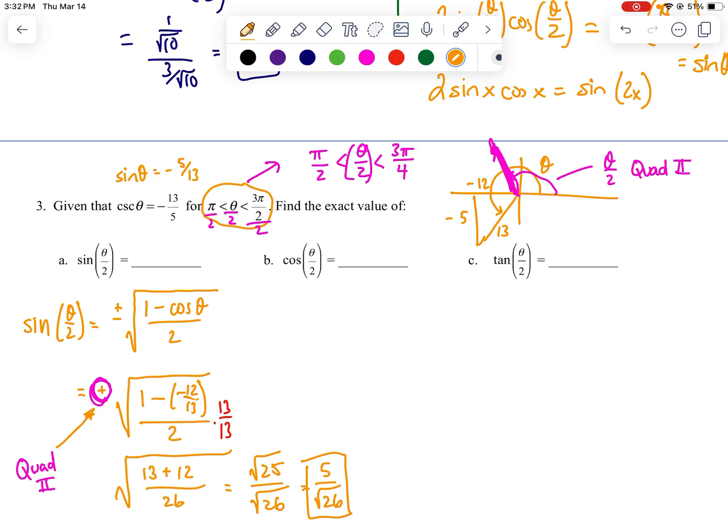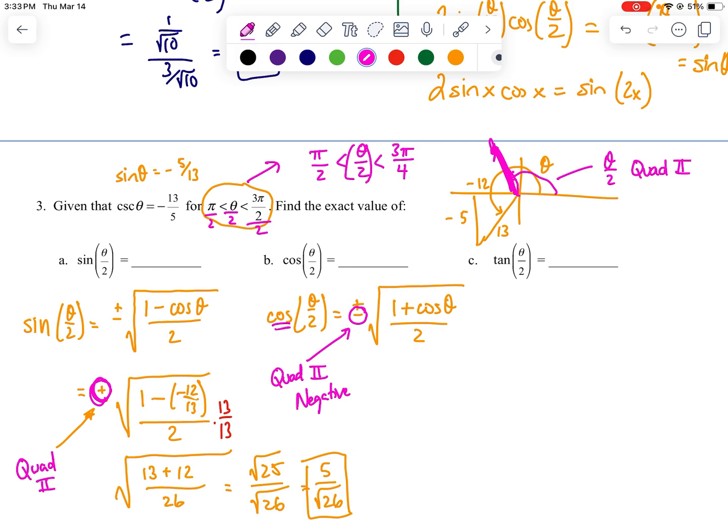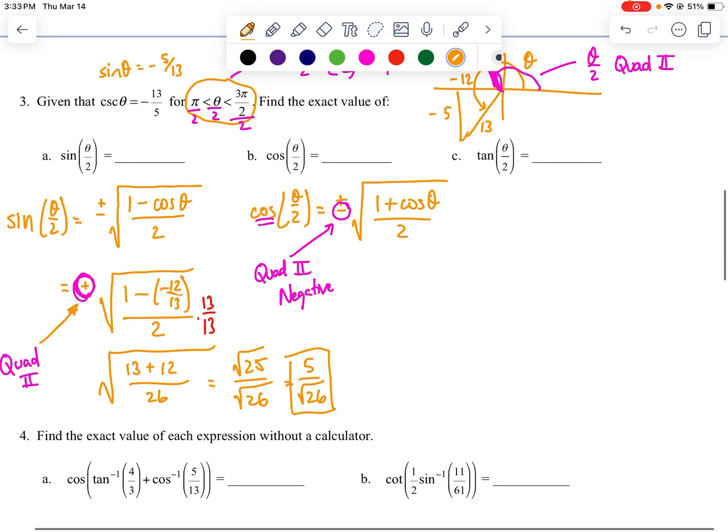So if I do the cosine of theta cut in half, again, it's plus or minus the square root of 1 plus the cosine over 2. Again, very, very similar, but now we need to think about where theta cut in half is. It was in quadrant 2, so the cosine of an angle in quadrant 2 is going to be negative. Right? So this time I need to make sure I pick the negative. So I've got negative, and then all this is the same.